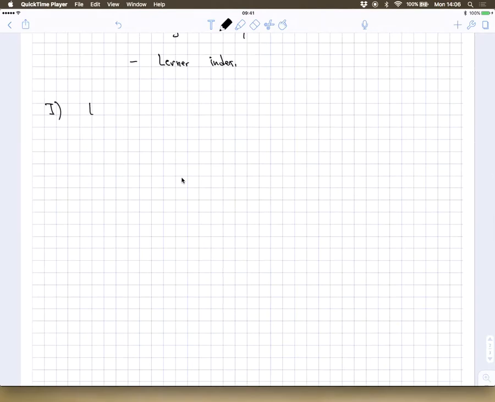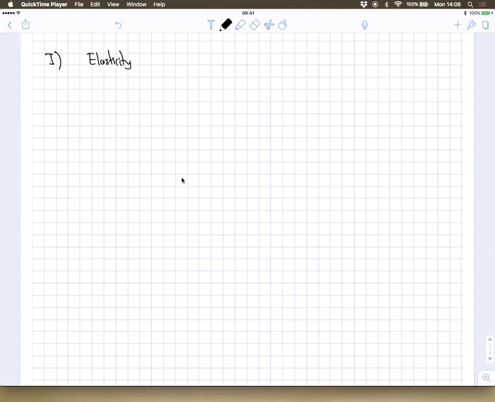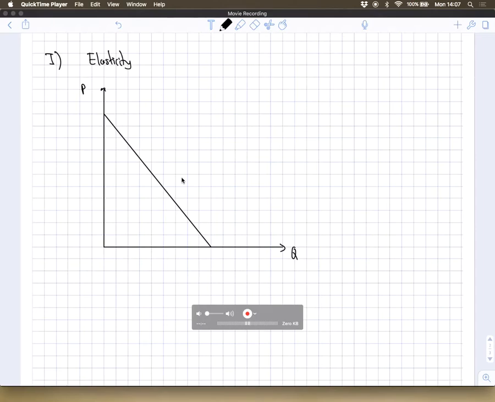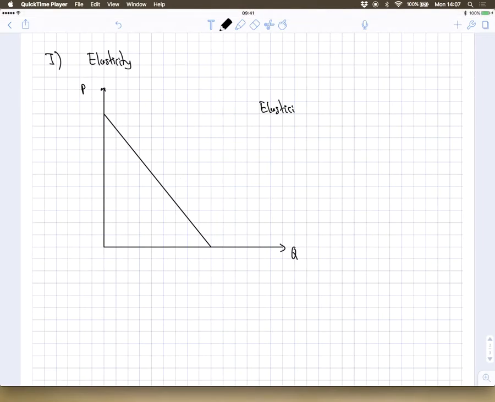One, elasticity. Well, let's take a demand function. Let's take an easy one. And this is quantity, this is price. Let's define elasticity in words first. Elasticity. Anyone can tell me what elasticity is? Dan?